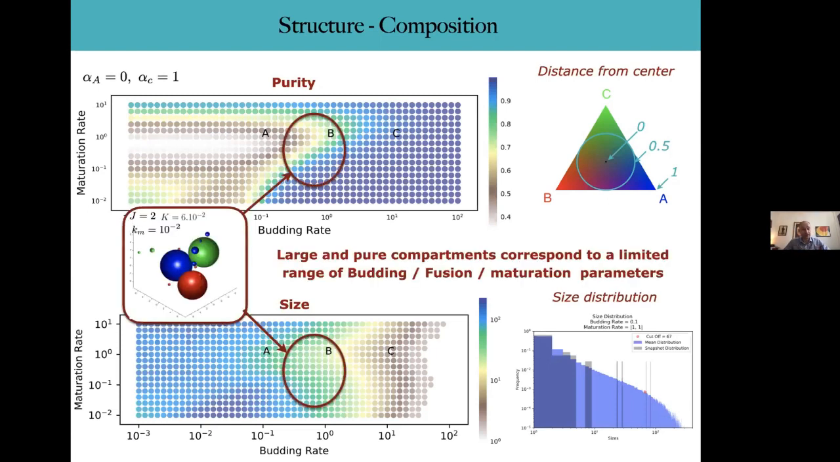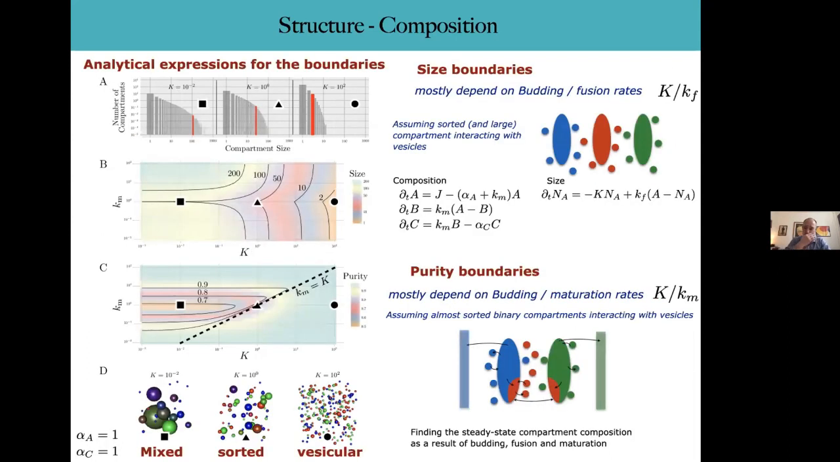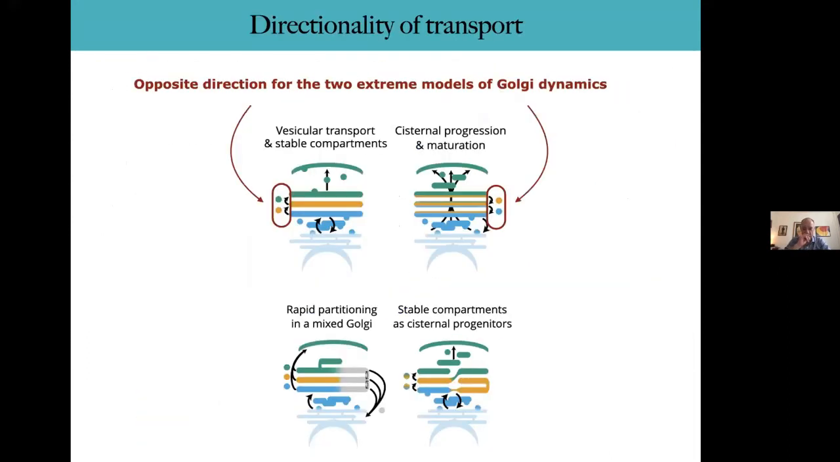And interestingly, if you want to have a system with large compartments that are well defined in identity, then you need to be somewhere in the middle. You need to be fairly precisely located here, which is interesting because one could argue, although it doesn't look at all the same in terms of spatial structure, that this is what the mammalian Golgi looks like, large compartments with well-defined identity. Okay, so we can explain this analytically. I won't get into the details.